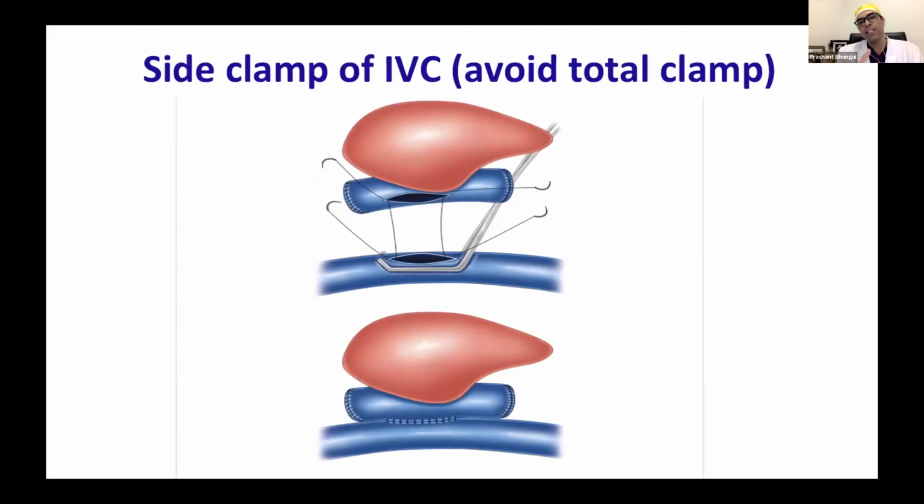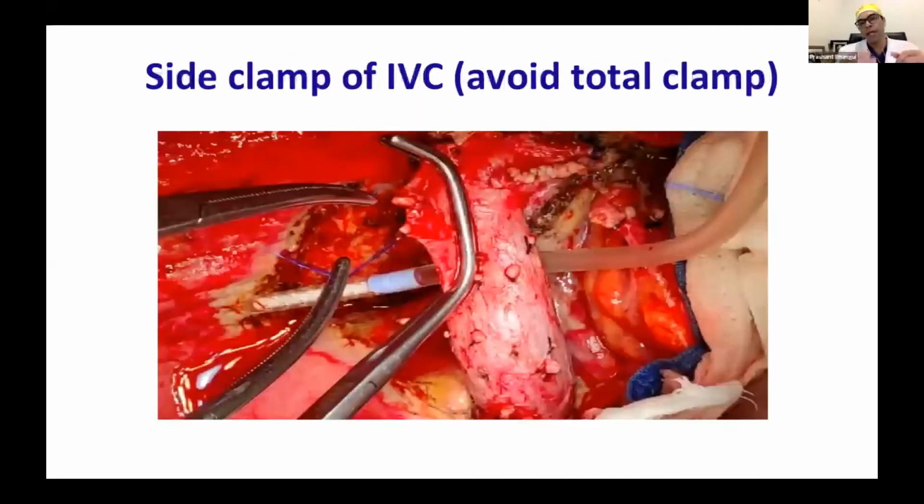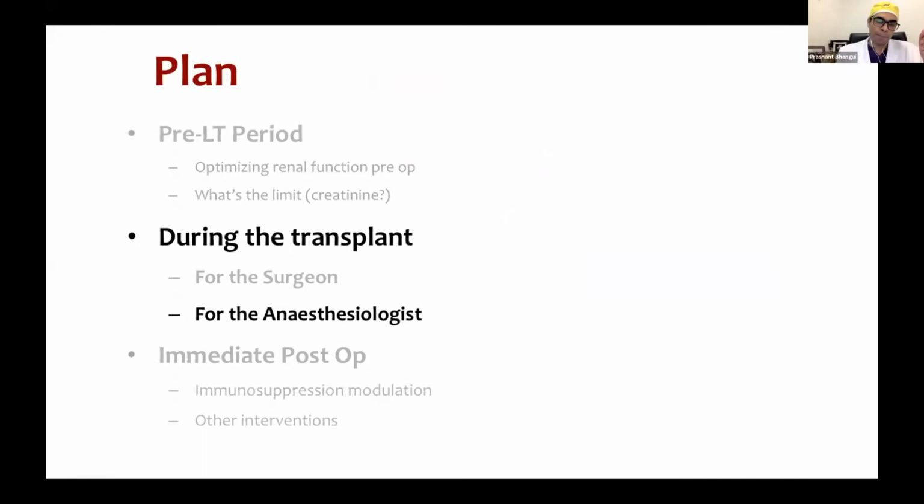What we practice in these patients, and we call it an intraoperative renal protocol, is to side clamp the IVC. This is in the DDLT setting, where you would side clamp and allow the IVC to flow. In the LDLT setting, here you see the right hepatic vein, the RHV stump on the IVC. You would leave 2/3 or more of the IVC patent when you're implanting the graft. So during the entire period of implantation, you're leaving the IVC patent, avoiding a total clamping.